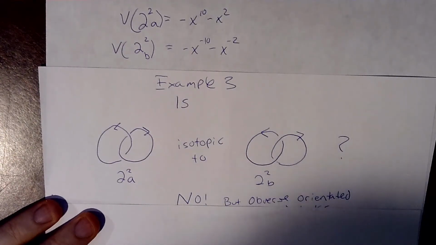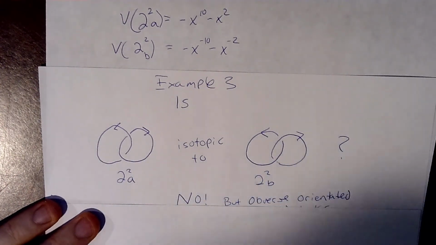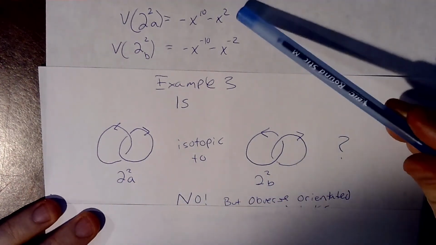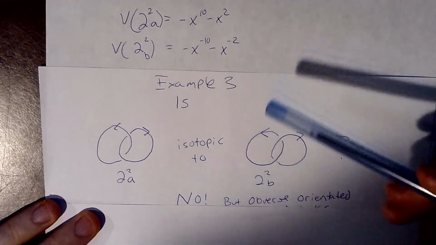If we look at the original question from this example, we wanted to find out if these two links were in fact isotopic. And when we constructed the Jones polynomial for each, we found out that they are in fact not the same. So these are not in fact isotopic.